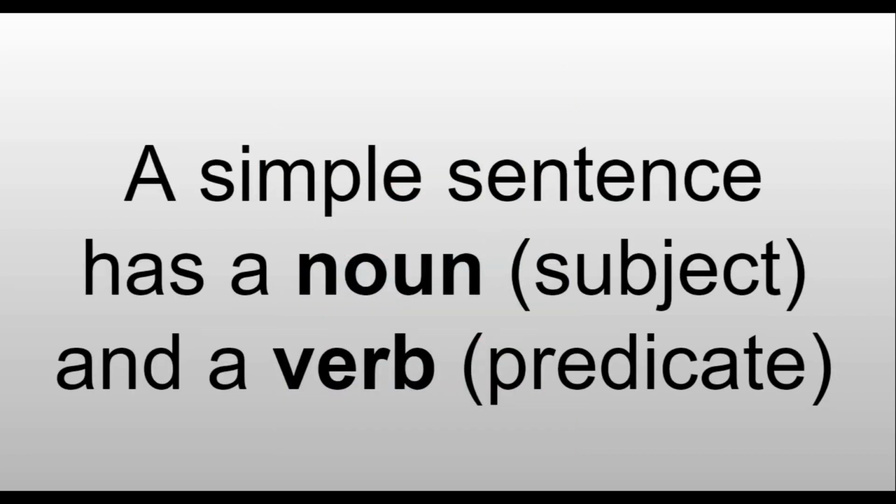So, remember, a simple sentence has a noun, which is the subject, and a verb, which is the predicate part of the sentence. Every sentence has two parts. It has the subject part, which is who or what the sentence is about, and it has the predicate part, which is the rest of the sentence, the action part, the telling part of the sentence. It tells us what happens.